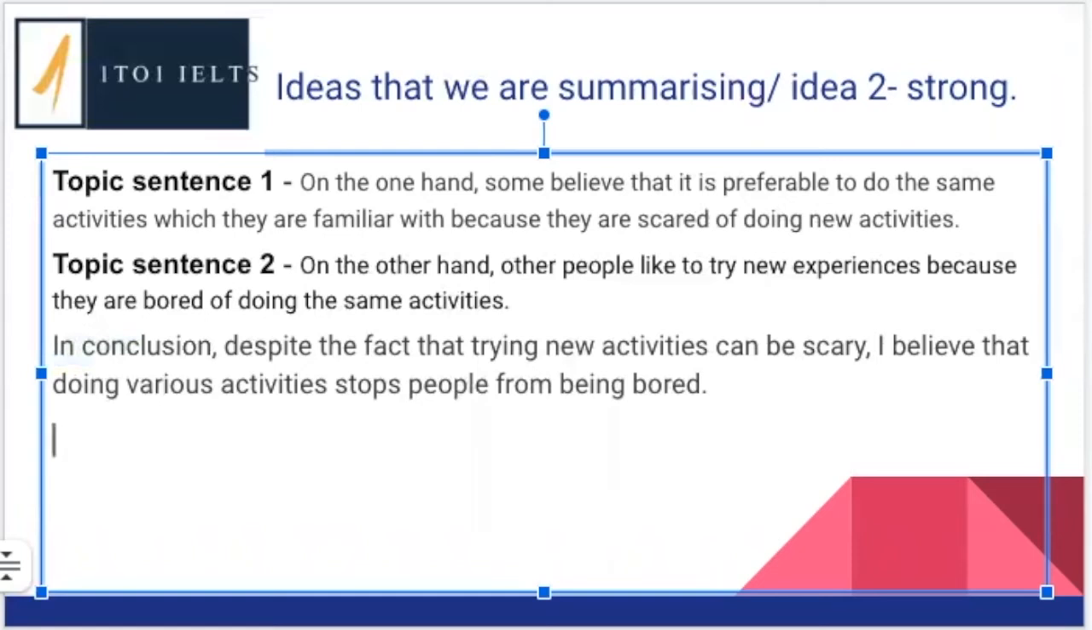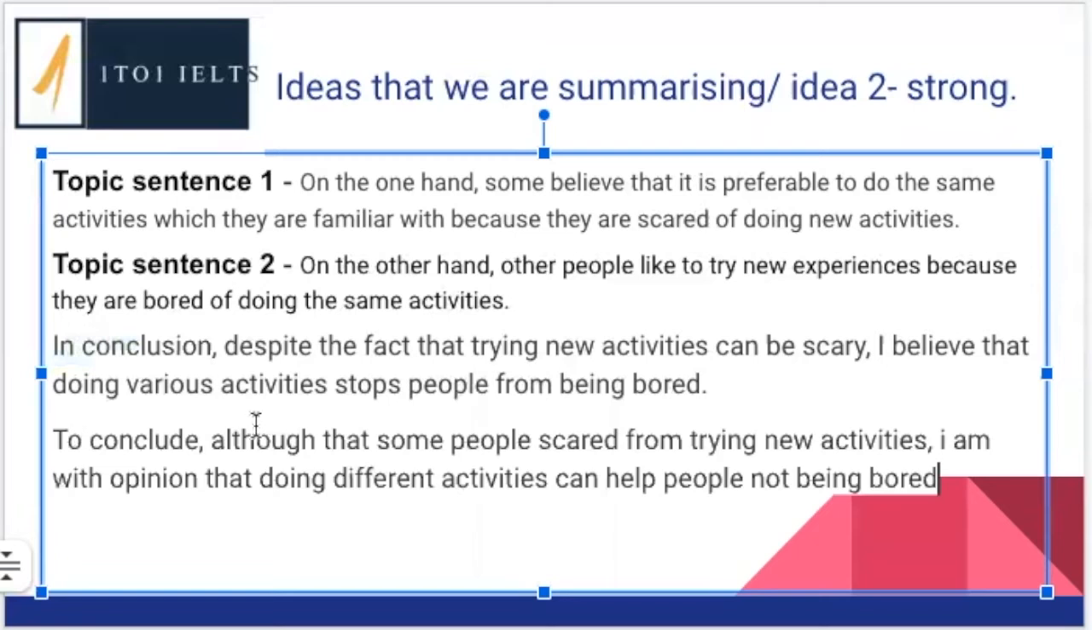Okay, here we've got some more. So I've got some over here. "To conclude, although that some people scared from trying activities, I am with the opinion that doing different activities can help people not being bored." Okay, and we need a full stop at the end of this. Well, let's have a look at this. What word is incorrect at the beginning of this? Can anyone tell me in the chat?